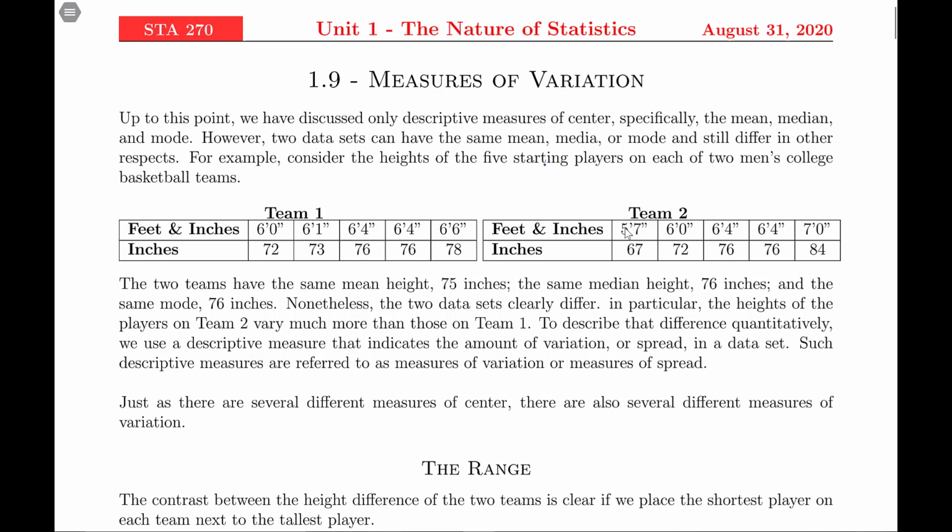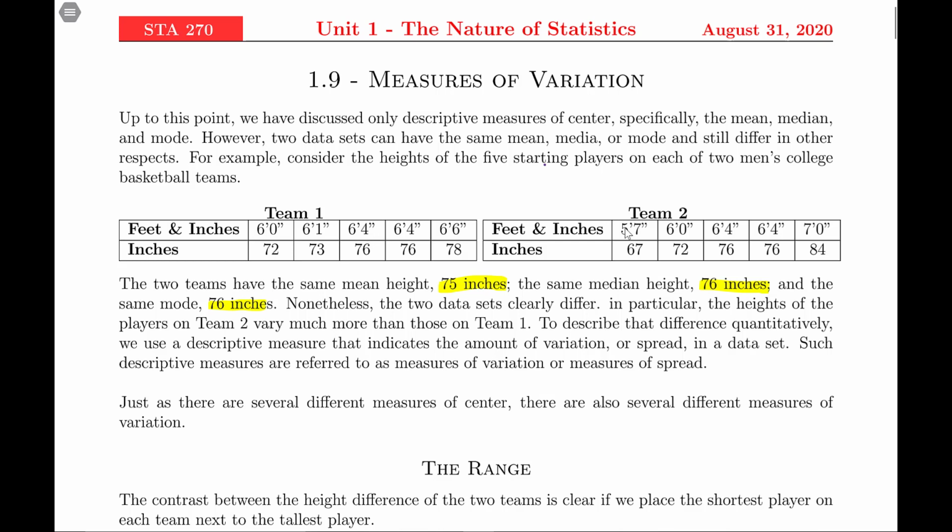So when we compute the mean for these two teams, we find that they both have a mean height of 75 inches. They also have the same median height of 76 inches, and they also have the same mode of 76 inches. However, we can definitely see that the two teams vary quite a bit, because if you look at Team 1, the height of their players is anywhere from 6 feet tall to 6'6". Team 2 goes from 5'7" to 7 feet tall. So we have to come up with a way to describe in a quantitative manner the discrepancies between these two teams and where we find the differences in them.